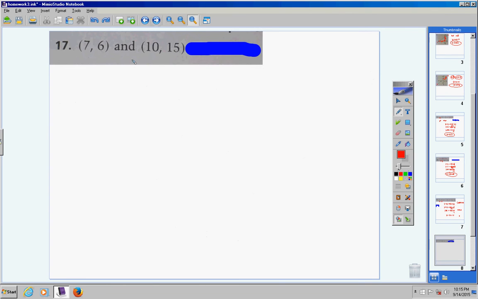Now, number 17 and 19, they're going to give us 2 points. So I've taught you, whenever you're given 2 points, you still use the same formula. In fact, I'm going to work this problem out twice. And number 19, I'm going to work it out twice also. Maybe I'm going to be a little annoying, but I want to show you guys it doesn't matter which order that you use. Does not matter.